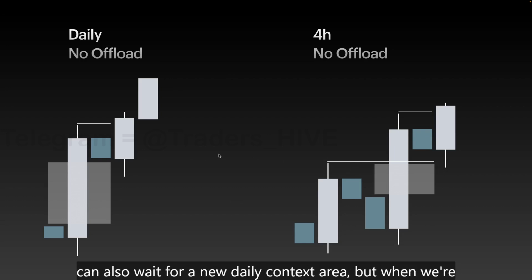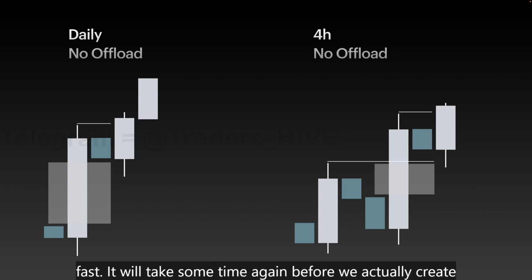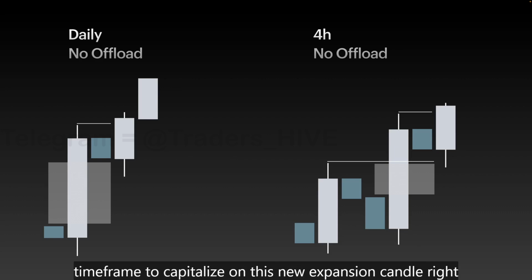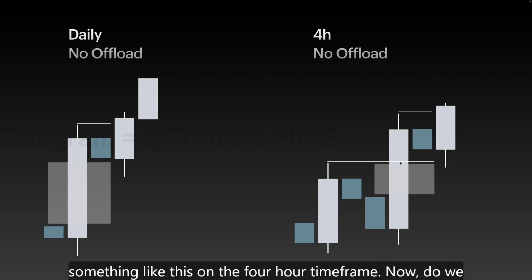We can also wait for a new daily context area, but when we're waiting for a new daily context area, it won't happen that fast. It will take some time again before we actually create a new good fair value area right there. So go down a time frame to capitalize on this new expansion candle that we see on the daily time frame. And that will look something like this on the 4 hour time frame.